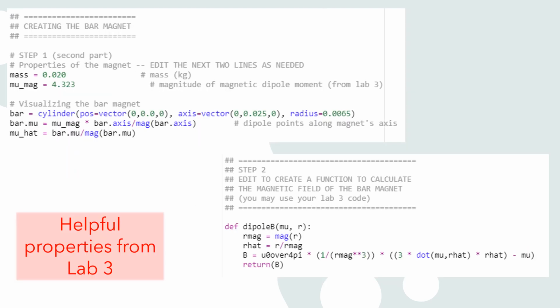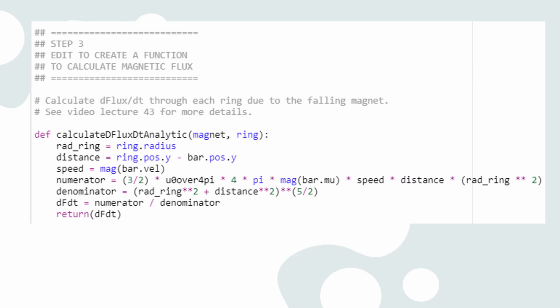From Lab 3, we were able to use information such as the magnitude of the magnetic dipole moment and a function to calculate the magnetic field of the bar magnet as it moves through the tube. The code screenshot shown on screen is what we used to determine the magnetic flux as the magnet fell through each ring of the tube.